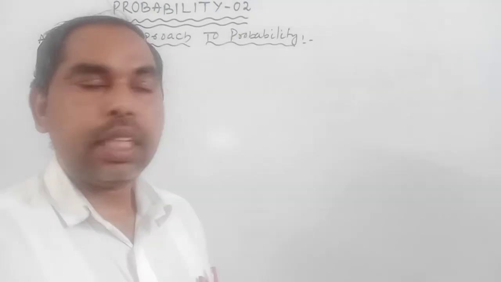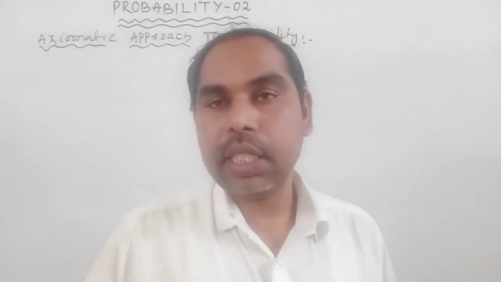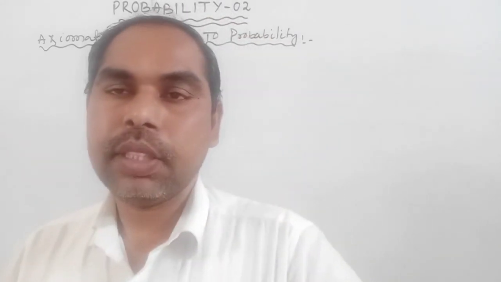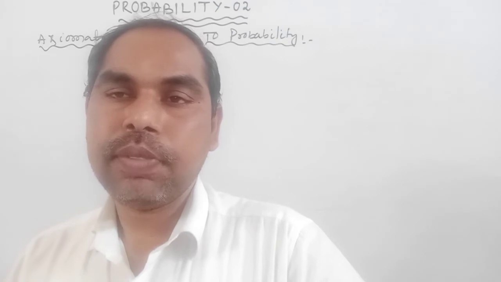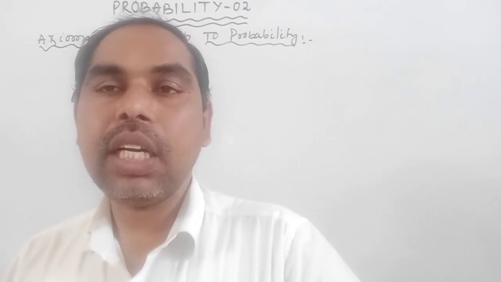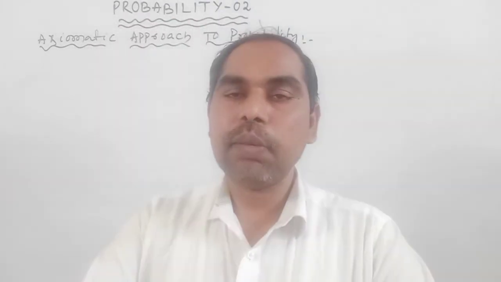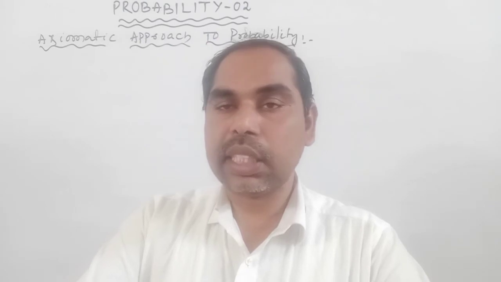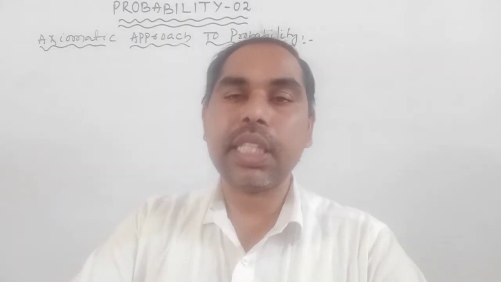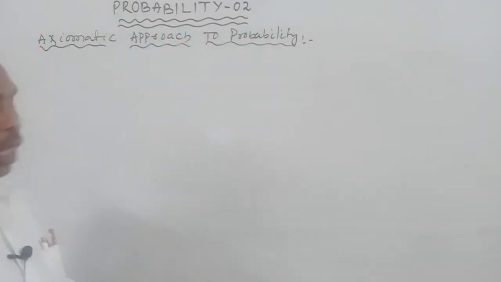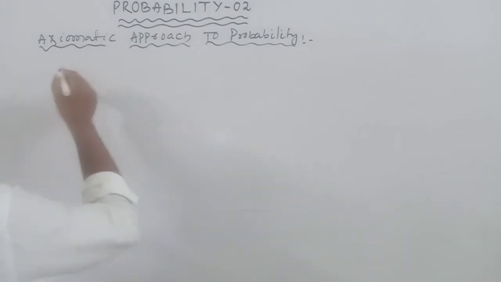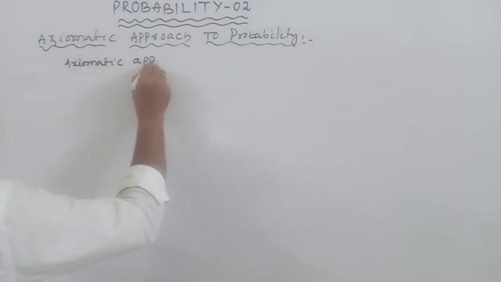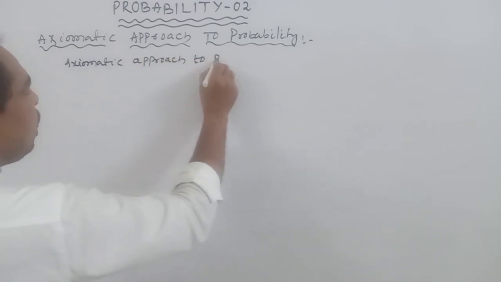Okay, next one, axiomatic approach to probability. Axiomatic approach to probability means random events are associated with sets, and probability is a measure of these sets. Okay, so the axiomatic approach to probability.